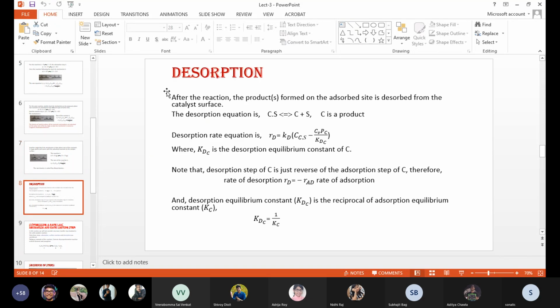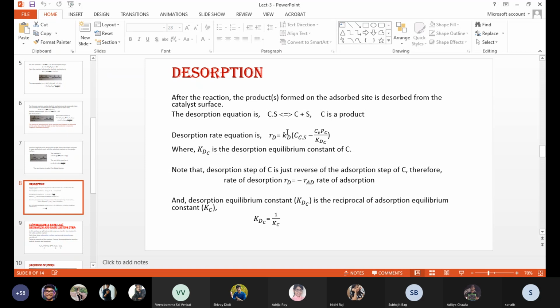Now come to the desorption. After the reaction, I said that when the product is adsorbed on the solid catalytic surface, it has to go out from the site to become free. That is the desorption step. After the reaction, the product formed on the adsorbed site is desorbed from the catalyst surface. The desorption equation is C dot S to C plus S, where C is a product. The desorption rate equation is RD, the desorption rate.